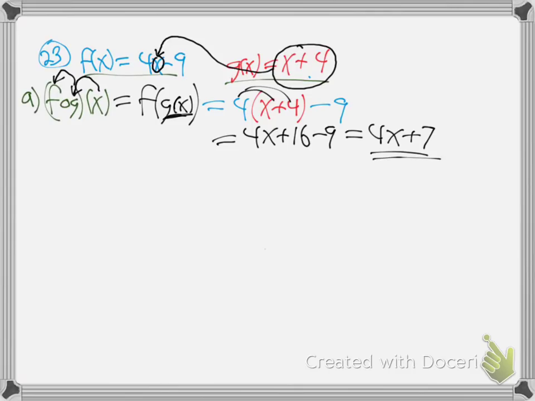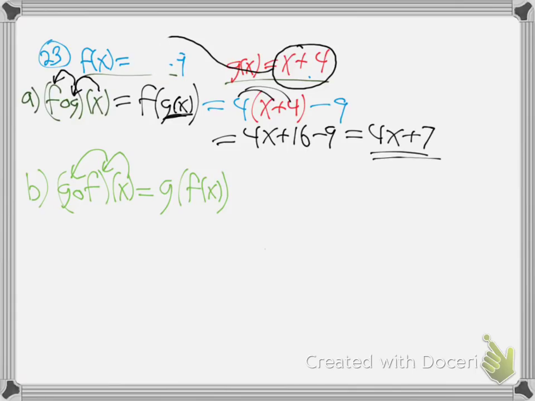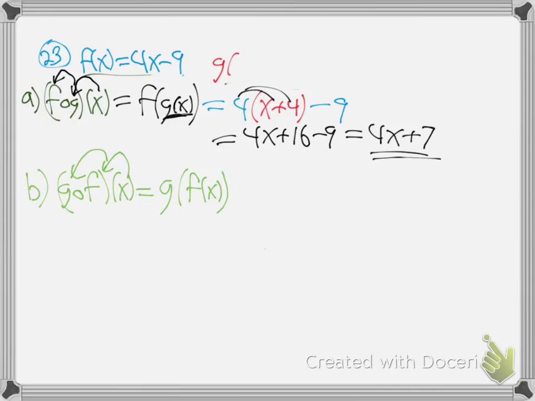Now, for the second problem, they want me to go the other way, part B. They'll say, now do g of f of x. And so that means x into f, f into g. G of f of x like that. So that means, let me put these back the way they were. That was 4x minus 9, and g was x plus 4. So now they want me to put f inside of g.